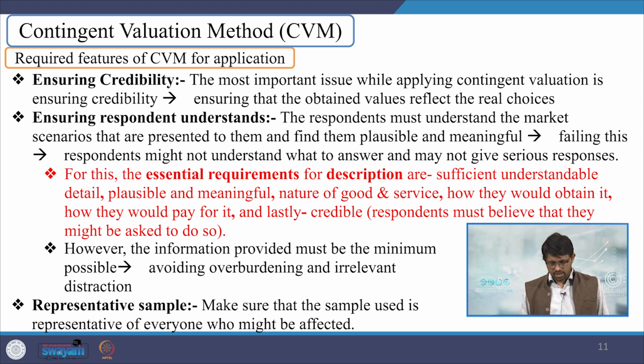The essential requirement is that the descriptions should be sufficient and understandable. As I told you, plausible, the meaning, etc., regarding the nature of the goods and services, and also relating to the credibility of the figures that are reflected by the person. However, the information provided must be as minimal as possible. Overburdening or irrelevant instructions through so many details might lead persons to reflect non-credible information, and survey information might not be appropriate enough for the real world situation.